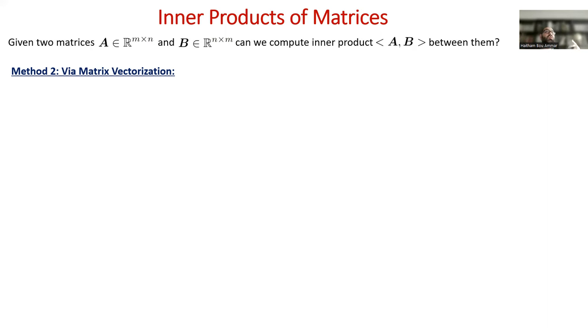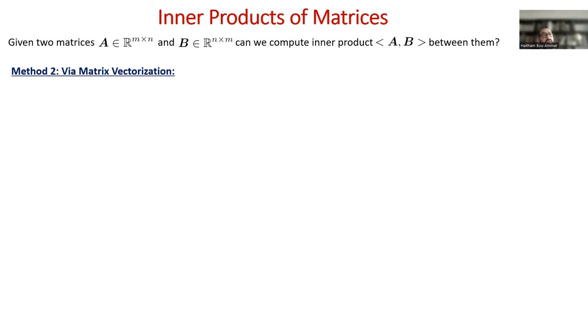And now once you have these two matrices represented as very long vectors, computing their inner product is really just computing the inner product between these two very long vectors. So that's how we're going to think about the problem from this perspective. If I have two matrices, and let's say I didn't tell you that the inner product is the trace of A times B, which is what we did in the previous slide.